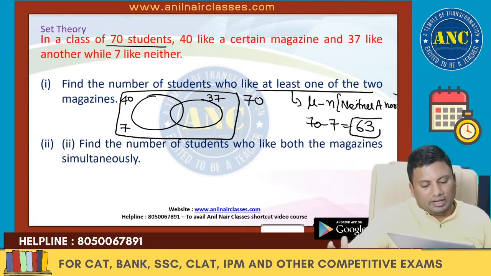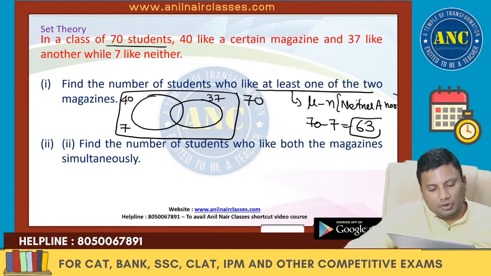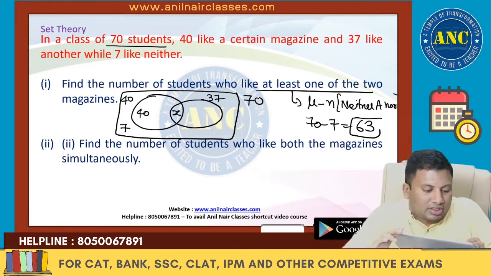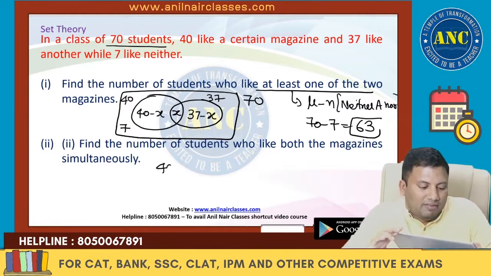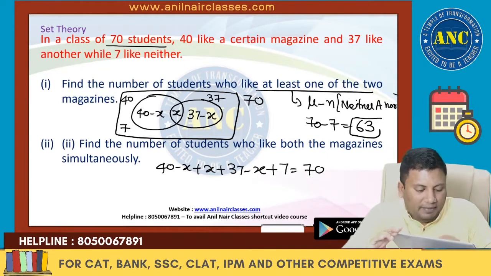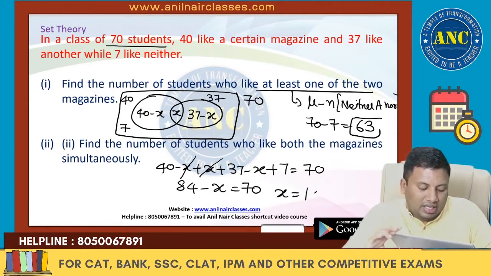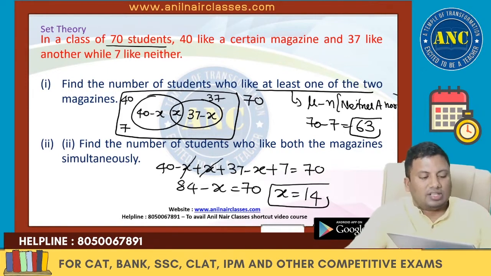You don't need to do it. Suppose if you do it, find the number of students who like both the magazines simultaneously. If this is X, these are nothing but 40 minus X, these are 37 minus X. 40 minus X plus 37 minus X plus X plus 7 is nothing but 70. So 84 minus X is 70, X is nothing but 14.